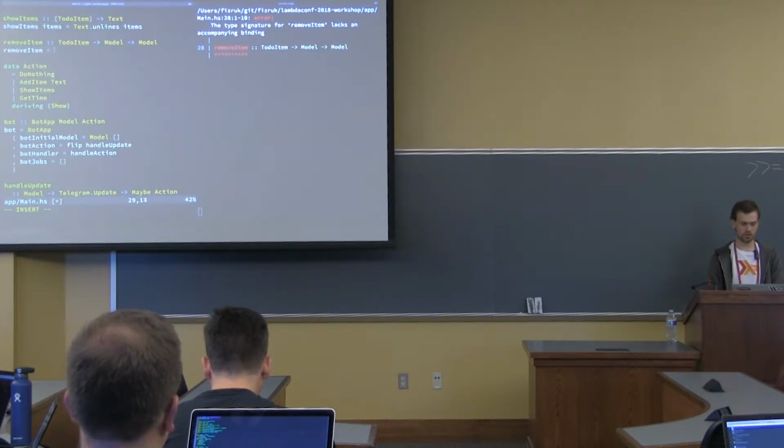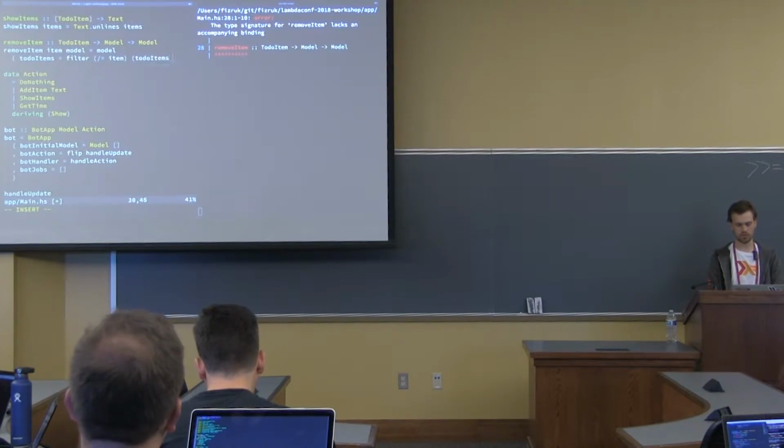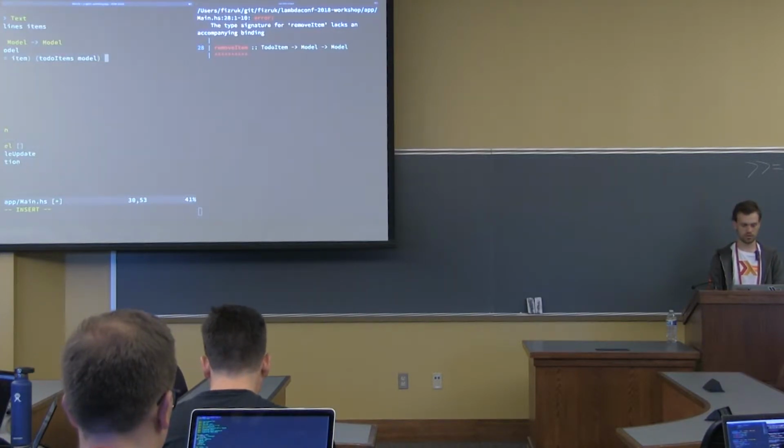It's just a list, so we have an item and we have a model with some items. The to-do items will be just a filter on anything that is not the item, right? So leave only those things that are not the item we want to delete from our to-do items model, right?